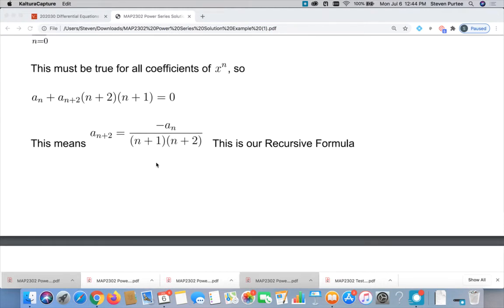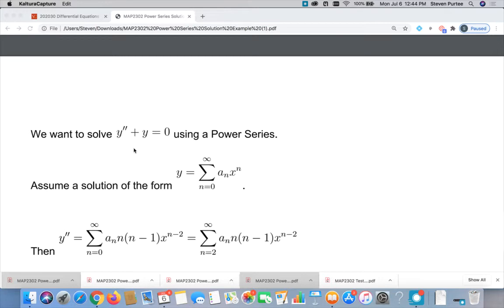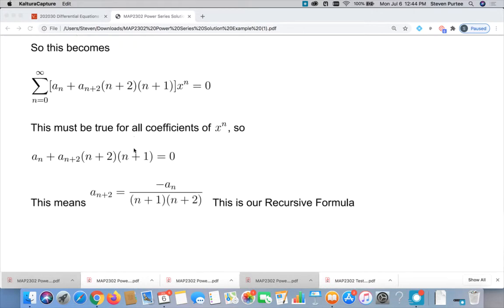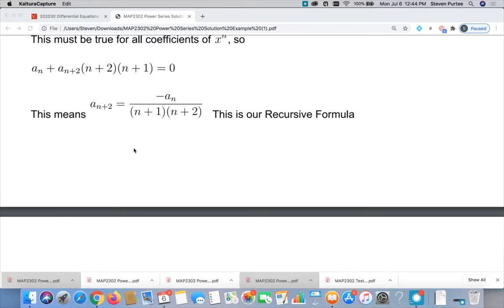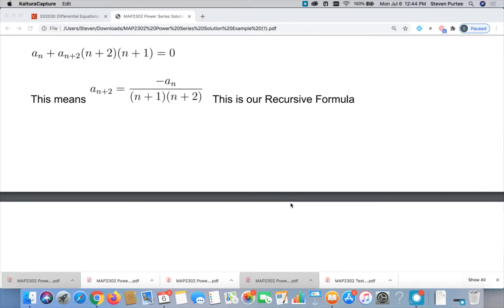And remember, the order of the DE tells us how many free variables we'll have. This is second order, so I'll have 2 free variables. That's the same thing as saying I would need 2 initial values. So the first 2 coefficients, a0 and a1, are free. Everything is going to depend on them, and notice that each coefficient depends on the one 2 behind it. That's pretty common. That won't always happen, but that's pretty common.